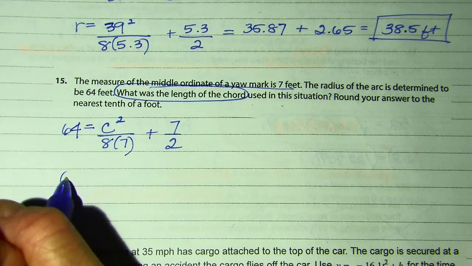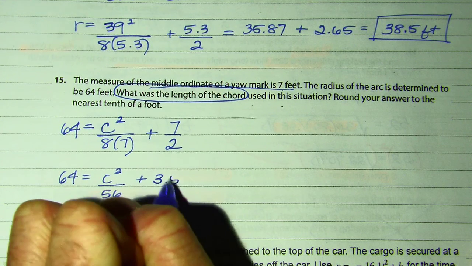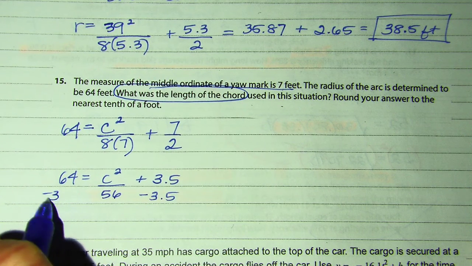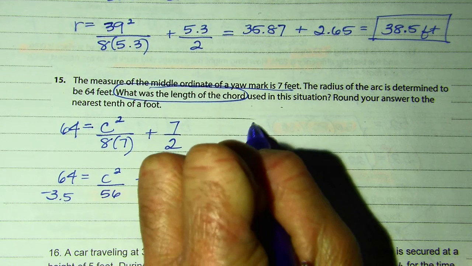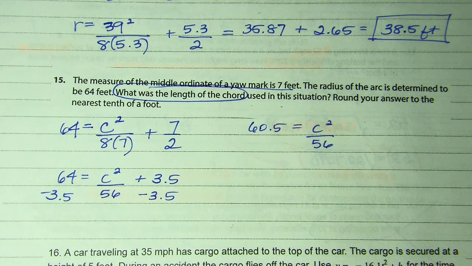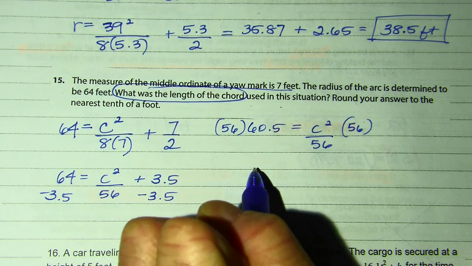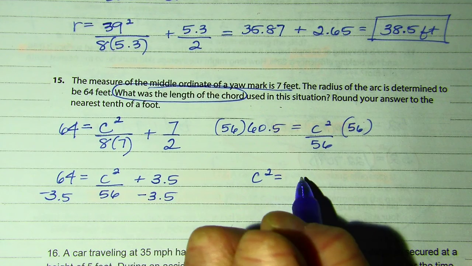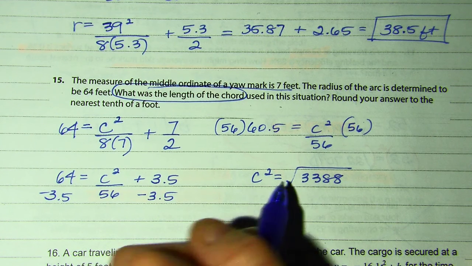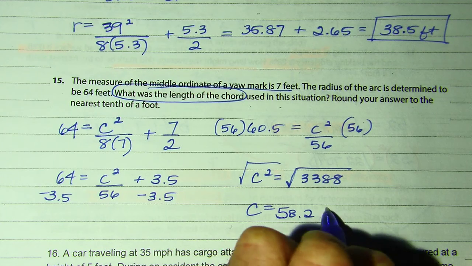So I'm going to simplify what I have. 64 equals C squared over 56 plus 3.5. 7 divided by 2 is 3.5. So to solve for C, I would subtract 3.5 from both sides. So that would give me 60.5 equals C squared over 56. Right? To get rid of 56, I would multiply both sides. Look at all this review from Algebra 1. I'm sure you're excited. And that gave me C squared equals 3,388. So to solve for C, I would take the square root, and C equals 58.2 feet.